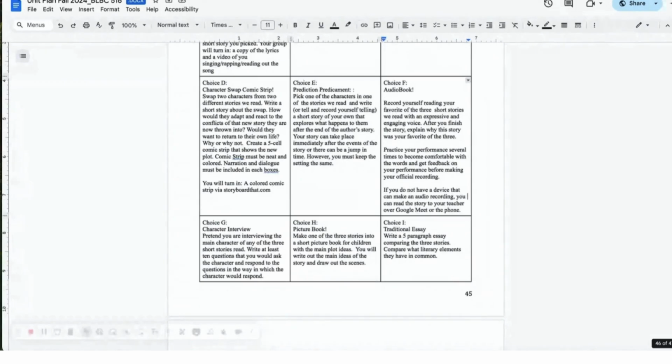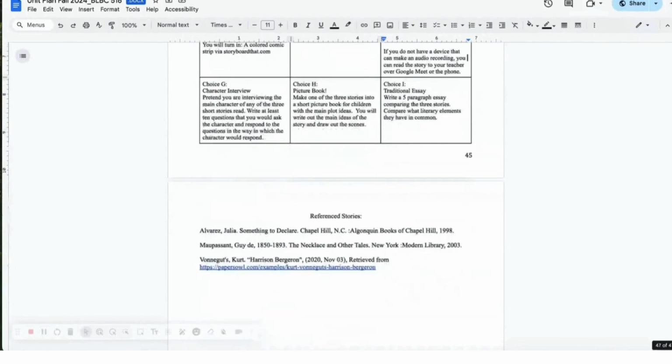And then there's the option of pretend you're interviewing one of the main characters of the story. They can do a little mock interview. They can create a picture book for one of the stories as well. Or they can just write the traditional 5-paragraph essay comparing literary elements that they have in common.